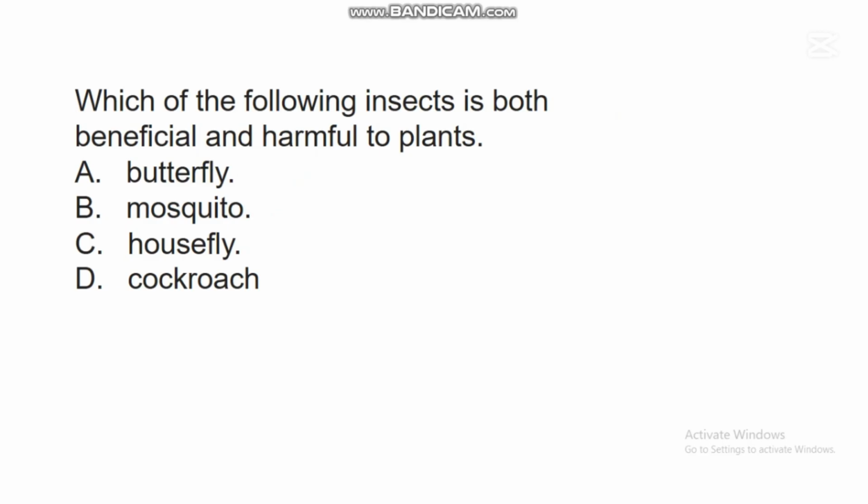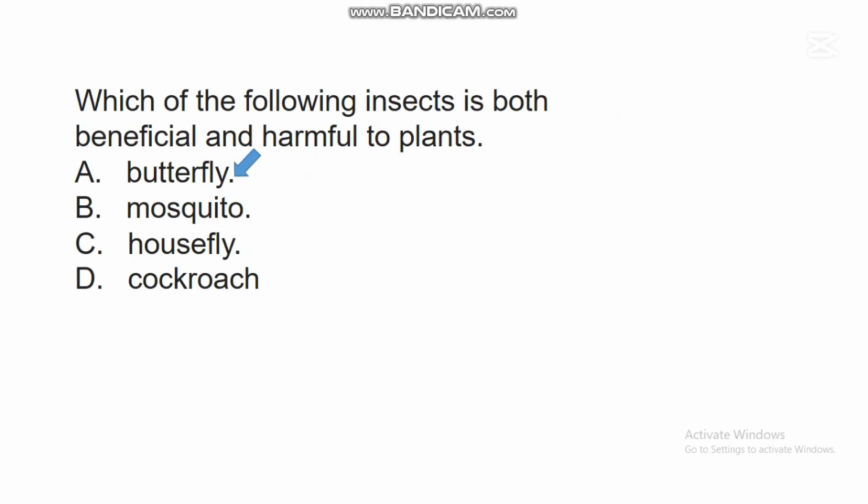The next question says, which of the following insects is both beneficial and harmful to plants? A. Butterfly, B. Mosquito, C. Housefly, D. Cockroach. In this question, the correct answer is A.